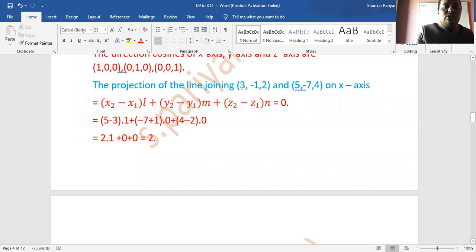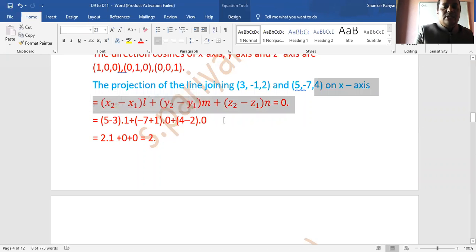So x2 minus x1 means, for this x1, y1, z1, suppose this is x2, y2, z2. It means x2 minus x1, y2 minus y1, z2 minus z1 you can write down here. Sorry, everyone. So x2 minus x1 means 5 minus 3. L means 1, because the directional cosine is 1, 0, 0.